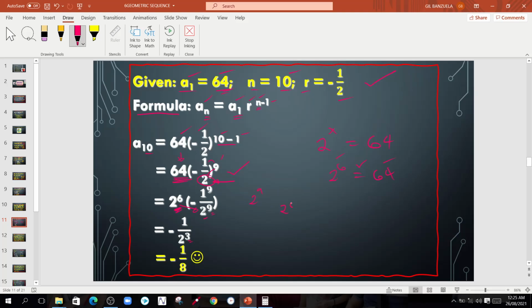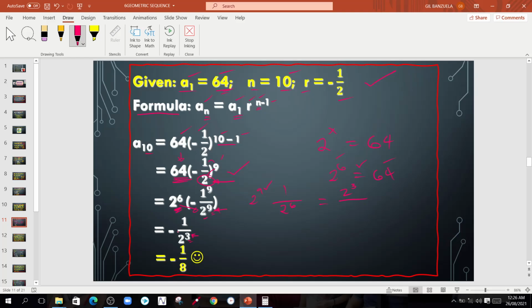Pero kung halimbawa, nandito yung 2 raised to 9, tapos nandito yung 2 raised to 6 sa ilalim, halimbawa lang, di ang sagot natin nasa taas, 2 raised to 3. Okay? Kasi yung mas malaking exponent nasa numerator part. Pero dahil nasa denominator part, yung mas malaking exponent, yung sagot natin, nasa ilalim din. Okay? I hope that is clear.